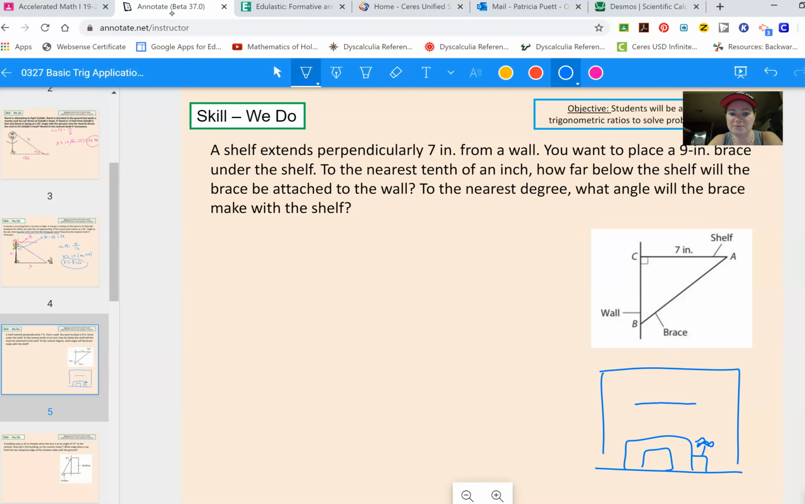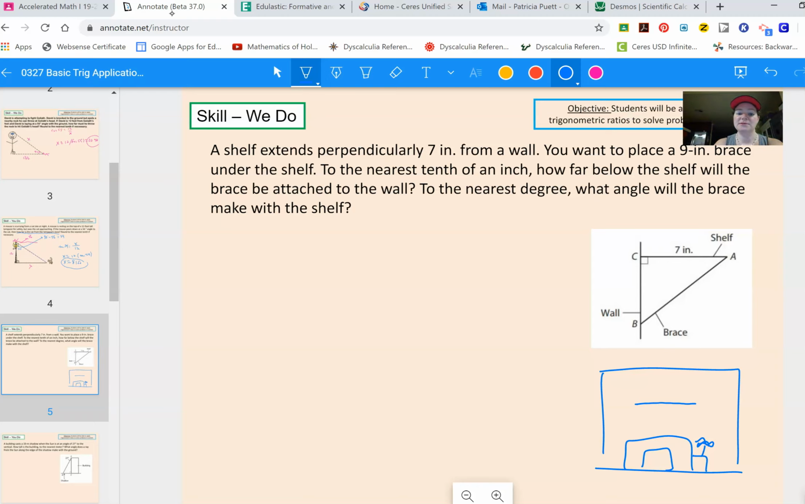So the shelf extends perpendicularly 7 inches from a wall. There's the shelf. You want to place a 9-inch brace under this shelf. To the nearest tenth of an inch, how far below the shelf will the brace be attached to the wall? What I'd like you to do is think, does the 9 go for the length of the hypotenuse, or does the 9 go for a leg of the right triangle? So think about that.